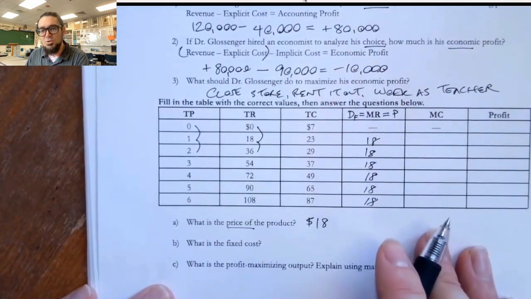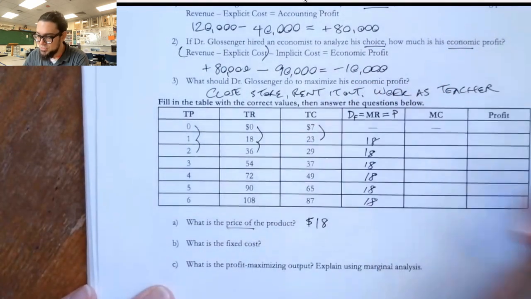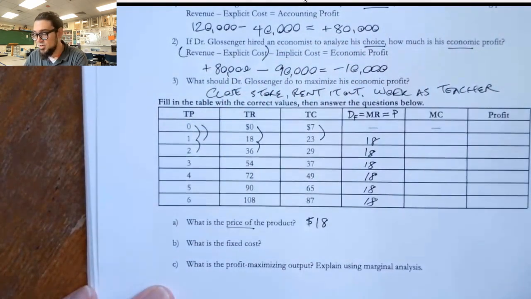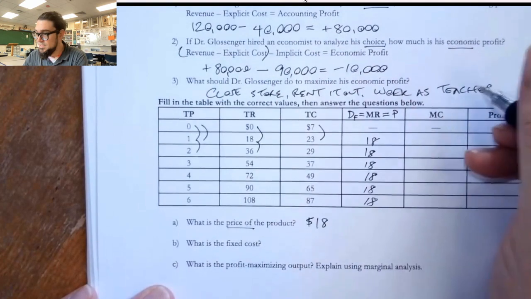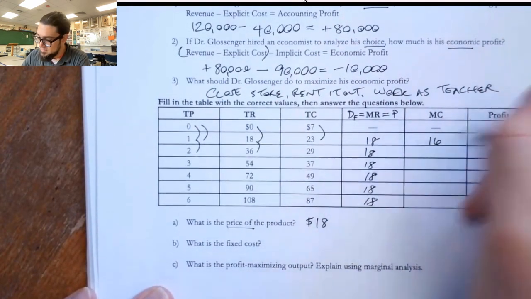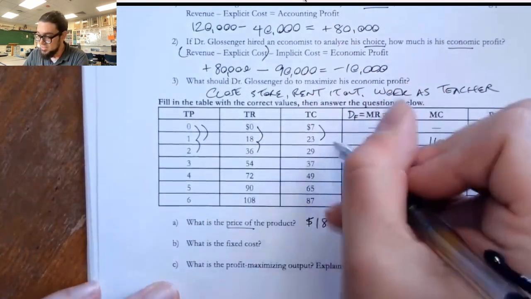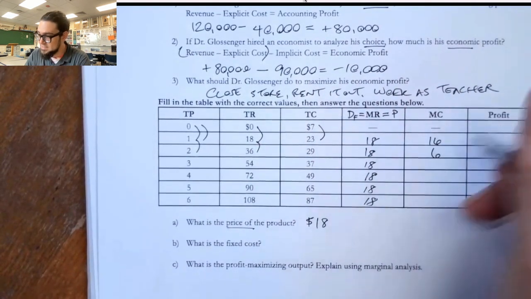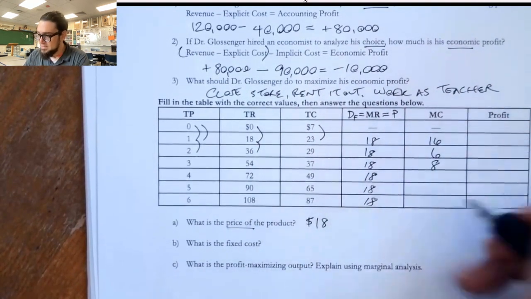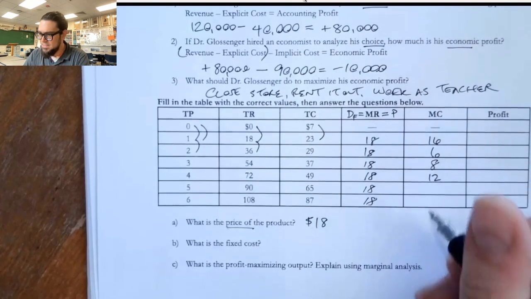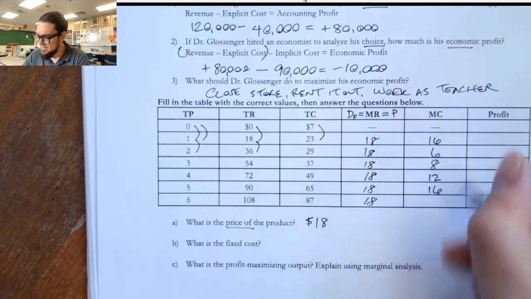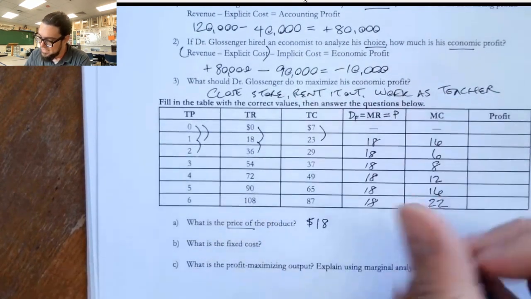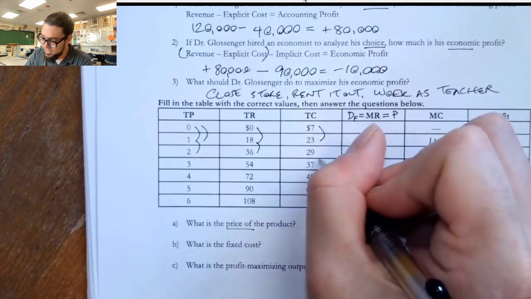Now we're going to calculate marginal cost, and that's just the change in total cost over the change in total product. And for this first one, it's going to be 16. Then from 23 to 29 is 6, and then 8, and then 12, 16, and 22. And again, I'm just asking, what is the change in cost here, right?